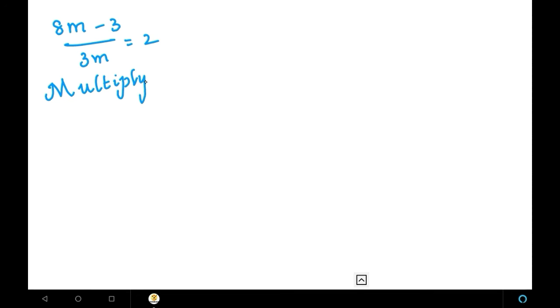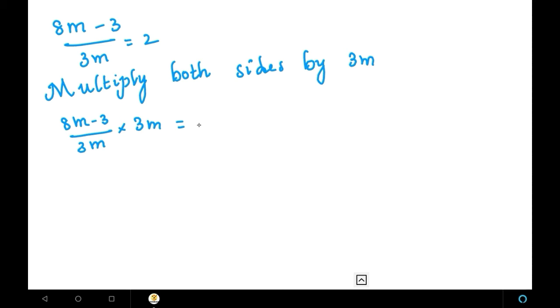Our sum is 8m minus 3 by 3m equal to 2. Let us multiply both sides by 3m because it makes our calculation easy. These steps are very important. Multiply both sides by 3m. So 8m minus 3 by 3m into 3m is equal to 2 into 3m.